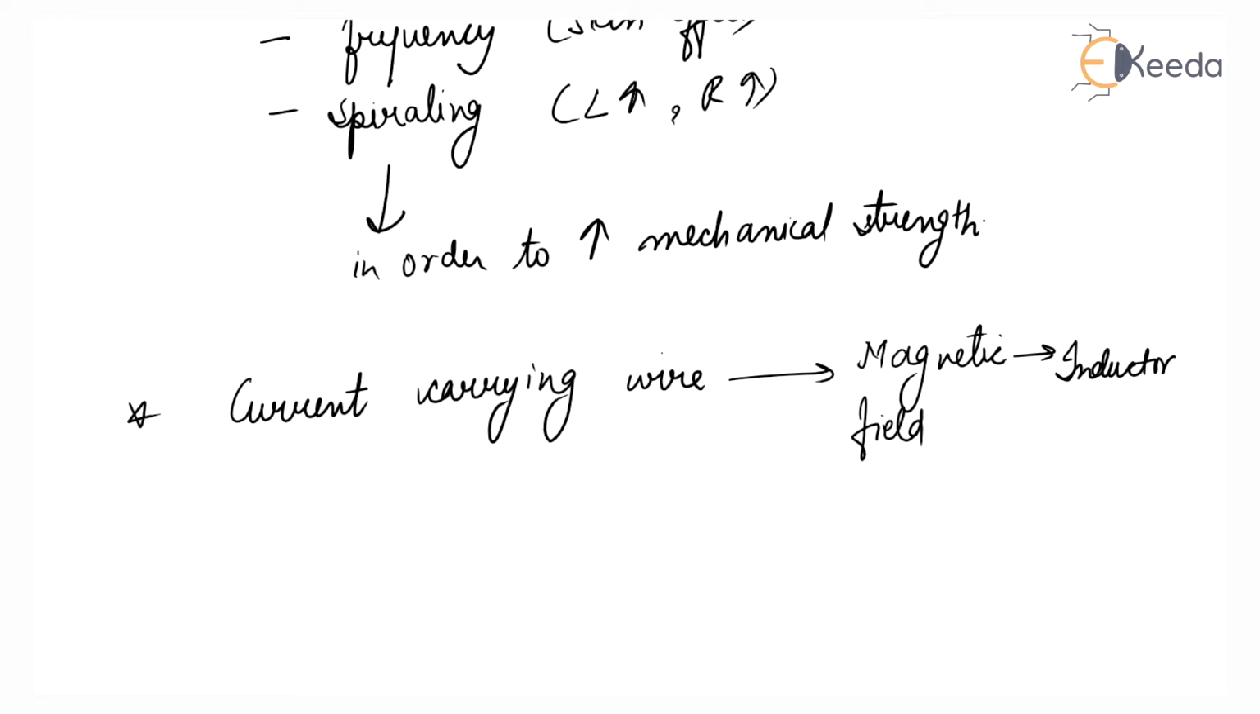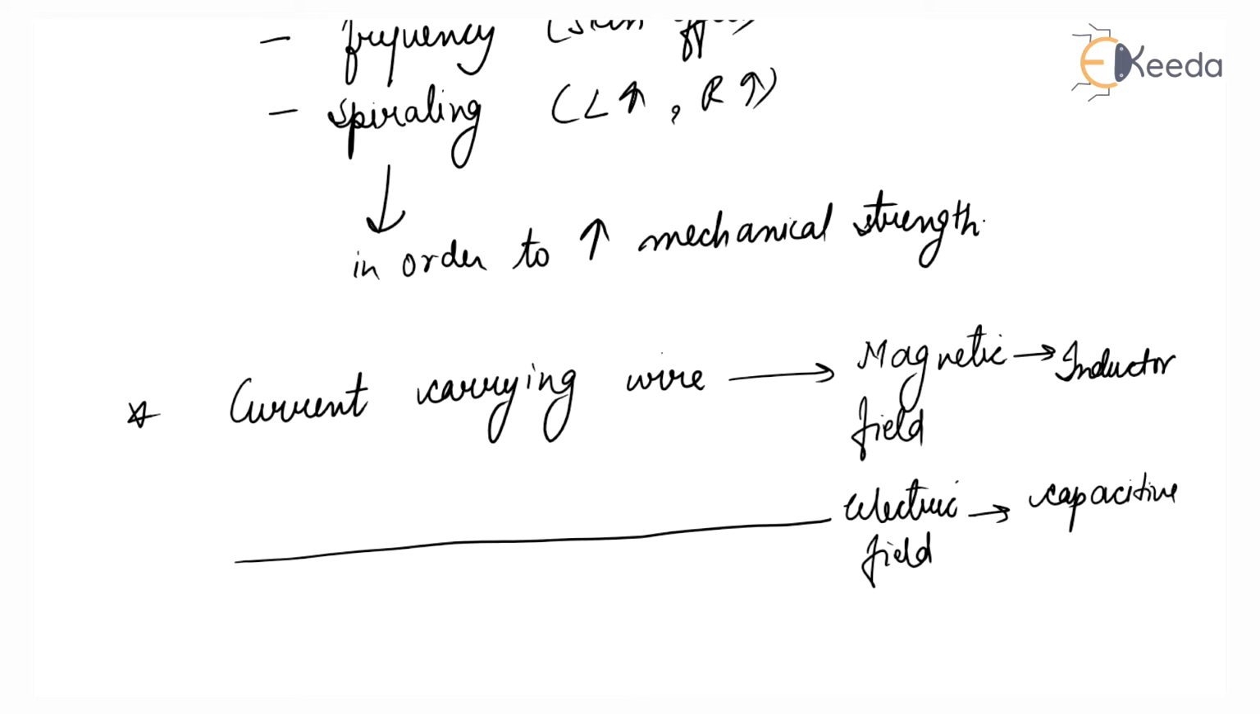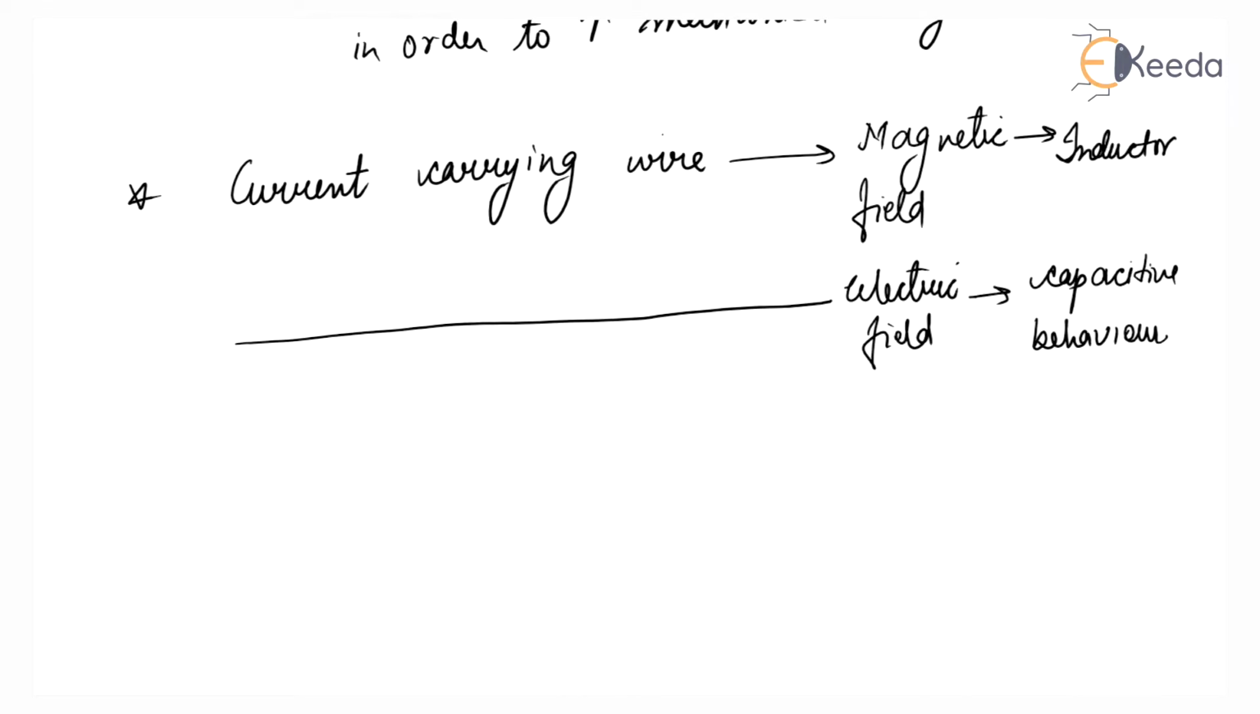And a current carrying wire always produces an electric field, which means capacitive behavior. Capacitive behavior can be line to line or line to ground. Potential difference, capacitive behavior. We know Q is equal to CV, where Q is the charge and V is the potential difference.